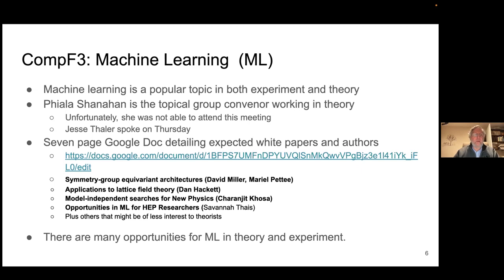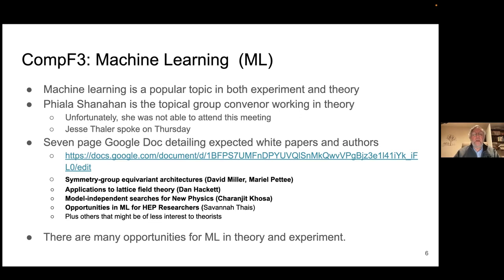It's quite impressive. And I put a link to the Google Doc here, and I singled out 4 of the papers: symmetry group equivariant architectures, applications to lattice field theory, model independent searches for new physics, opportunities for machine learning for HEP researchers. And so I just want to emphasize there are many opportunities for machine learning in theory and experiment. And I hope that the theorists who want to apply this will consider their computing needs and see if they need to have input for us.